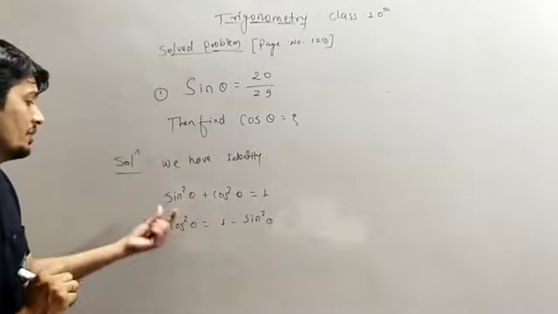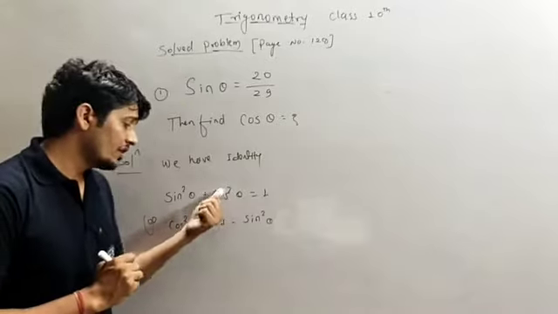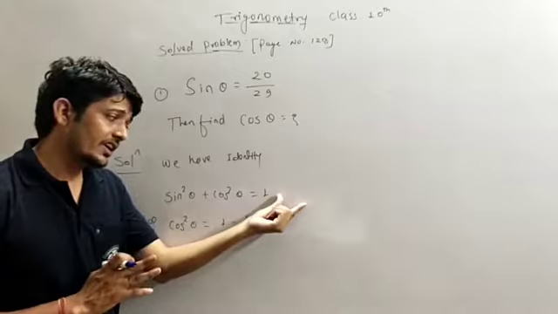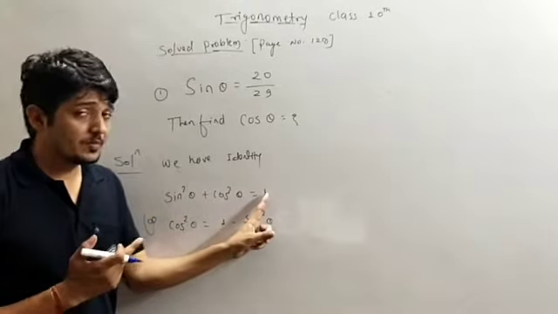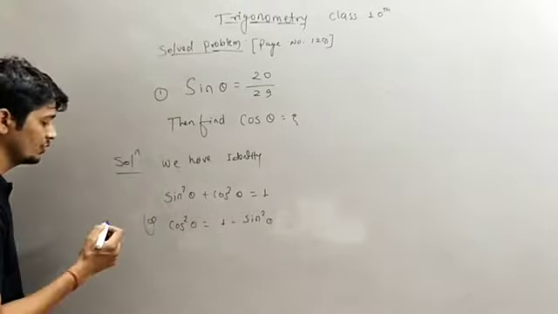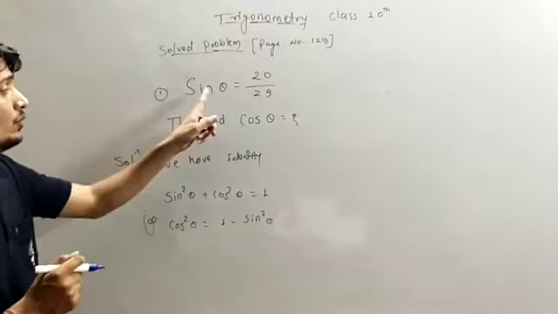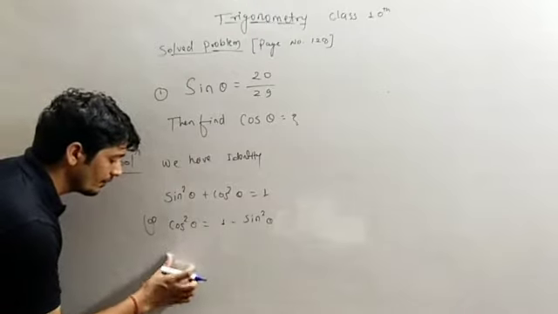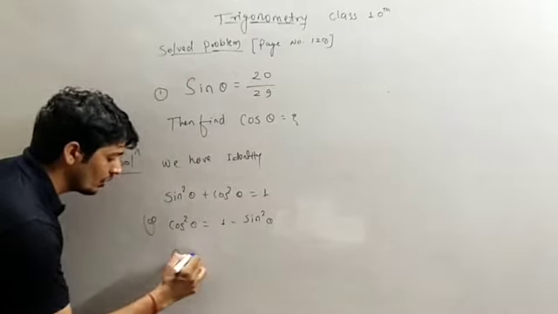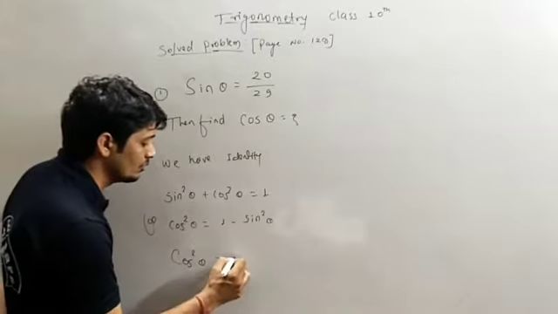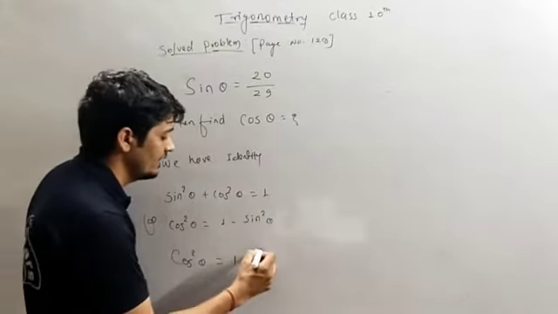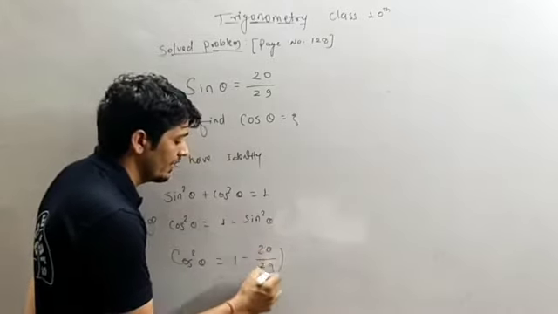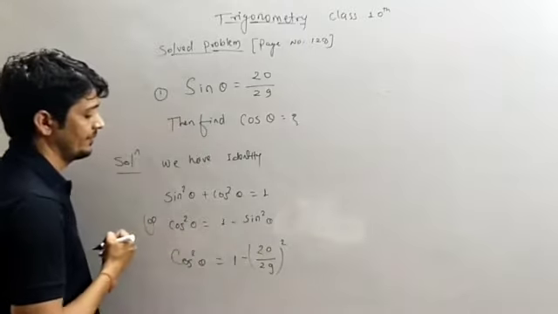We transferred it, so sin square theta, which was on the plus side, comes to the other side on the minus side, with the 1. Now we will place the value. Sin theta is 20 divided by 29, so we can write cos square theta equals 1 minus, what is sin? It is 20 divided by 29, whole square.